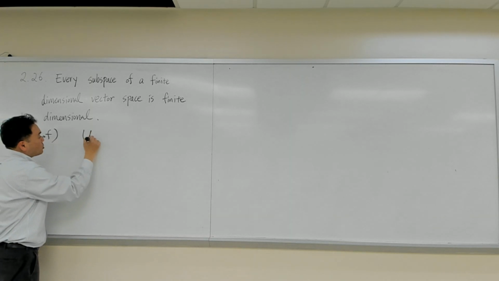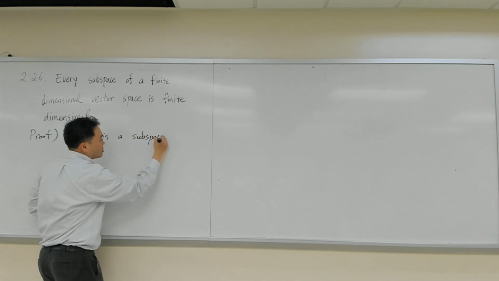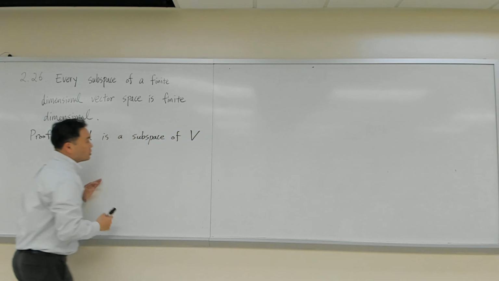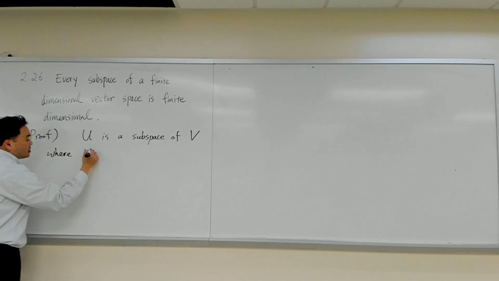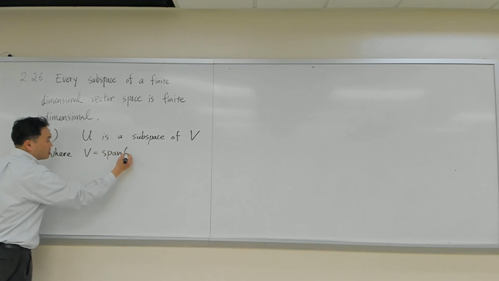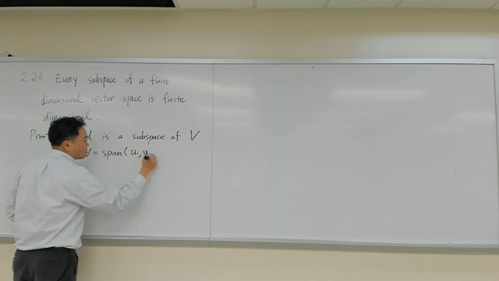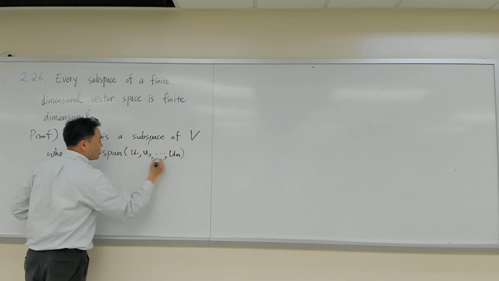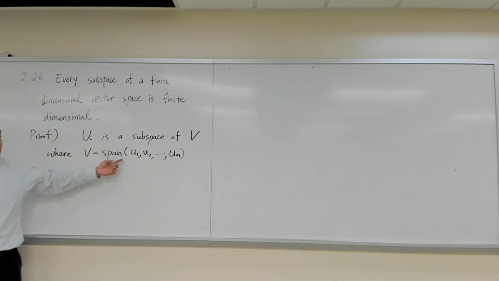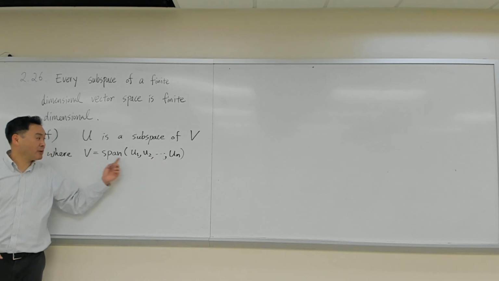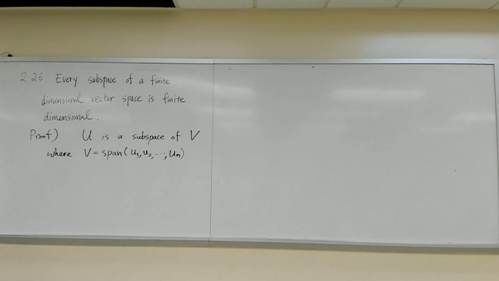Let's say U is a subspace of V, where V is a span of, say, u1, u2, un. Because that's our definition of being a finite dimensional space, right? If you can write a vector space as a span of finitely many vectors, that means it's a finite dimensional space, okay?